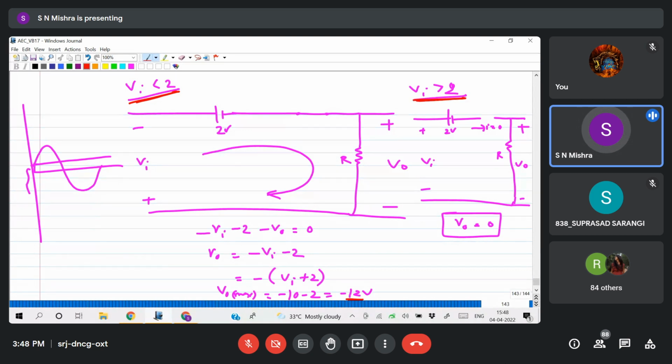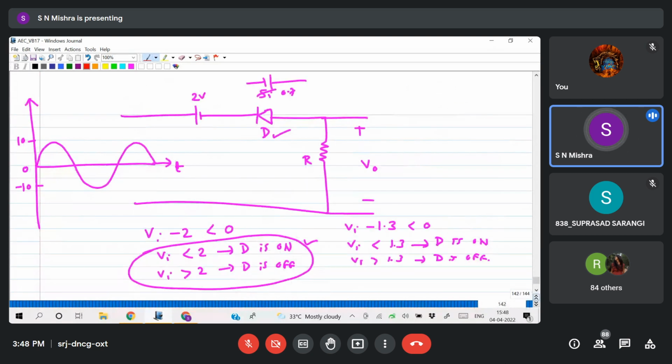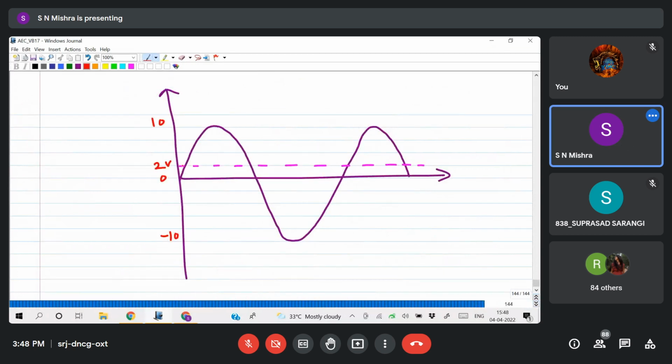When Vi is greater than 2, output voltage is 0. So greater than 2 means this condition means 3, 4, 5, 6, 7, 8, 9, 10. So whenever input is more than 2, output voltage is how much? 0. So this is converted to 0 line. Okay. Now whenever Vi is less than 2, output is changing according to the input voltage. Yes, sir. That means here it changes like this.